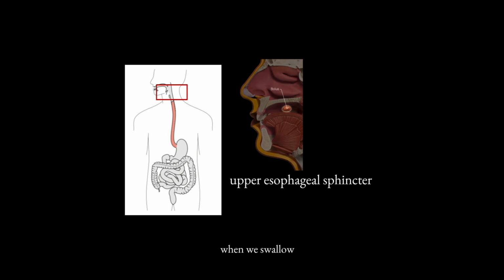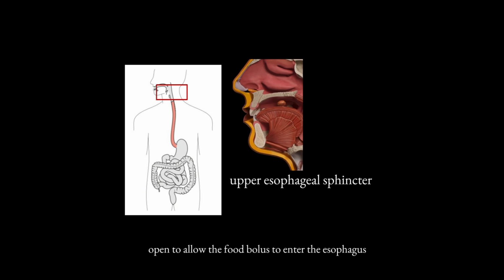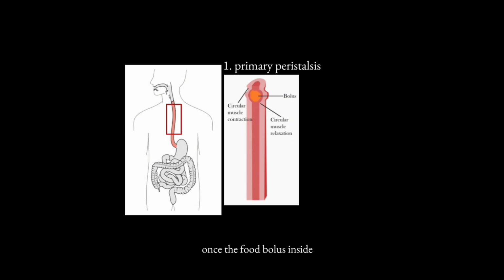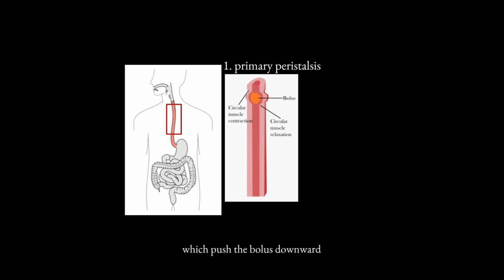When we swallow, the process begins as the upper esophageal sphincter opens to allow the food bolus to enter the esophagus. Once the food bolus is inside, the esophagus proceeds with primary peristalsis, a coordinated wave-like contraction controlled mainly by the vagus nerve, which pushes the bolus downward.